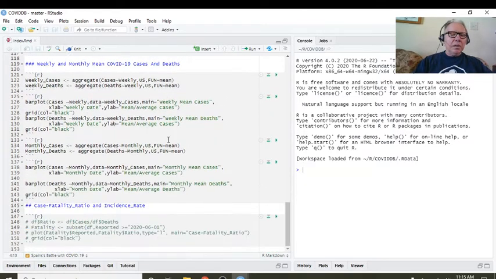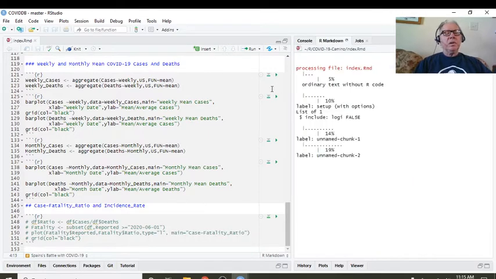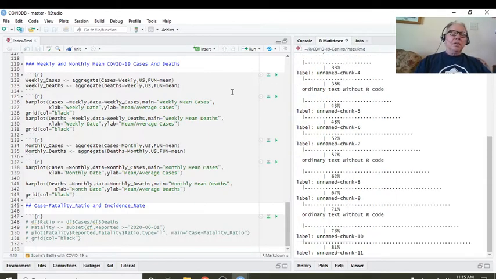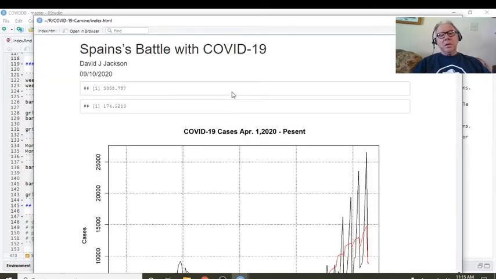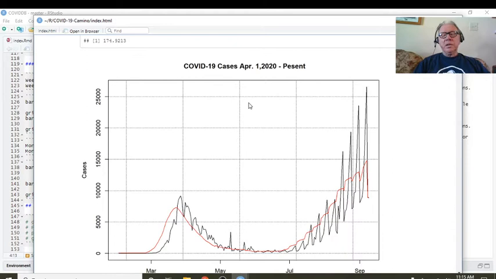Okay, let's go ahead and just knit this report. Okay, what do we got here? You can see the cases are continuing to spike, continue to increase. But then again, a lot of countries are seeing an increase right now.